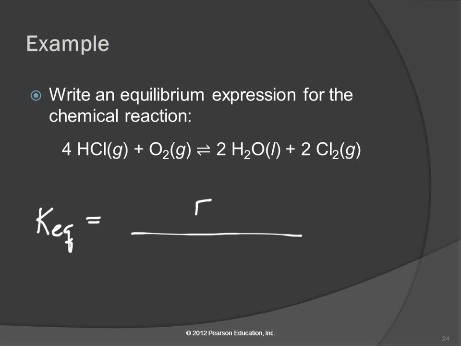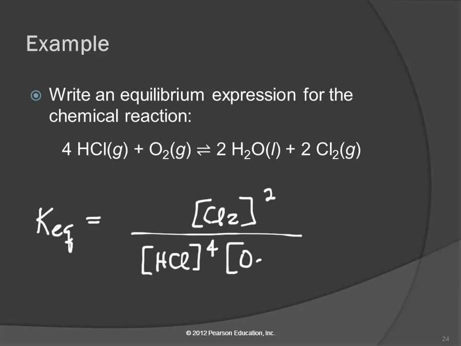So we're going to put that in as Cl2 raised to what power? The second power, because it's 2 Cl2. And then what goes on the bottom? HCl to the fourth power and O2 to the first power. These are both gases. Gases are compressible. Their concentrations can change, and so we have to include them. But liquids and solids get left out.